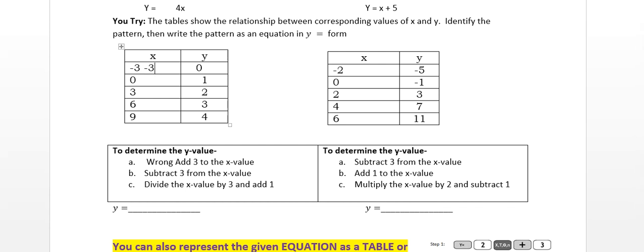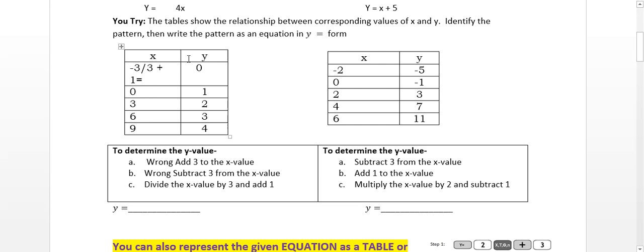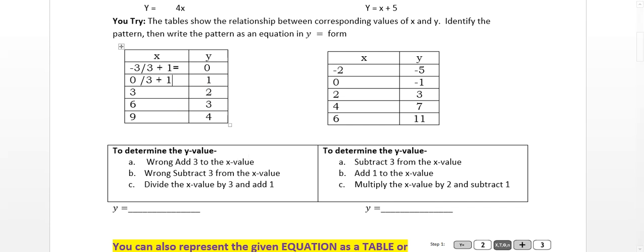Negative 3 minus 3 does not equal 0. So this one is also wrong. Alright, so then it must be C, but let's just make sure. It's asking us to divide by 3 and add 1. Negative 3 divided by 3 is negative 1, plus 1 is 0, so that is accurate. Let's see if it works for the other ones. 0 divided by 3 is 0, plus 1 is 1, so that works out.